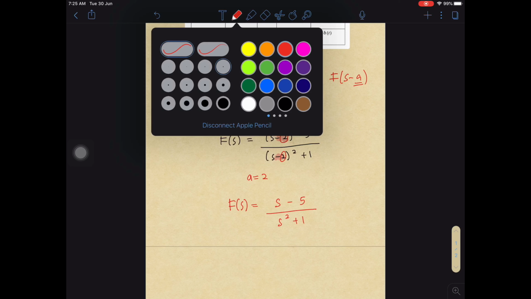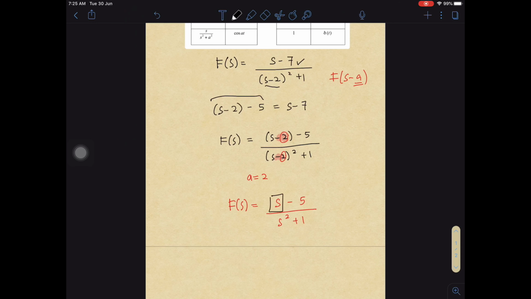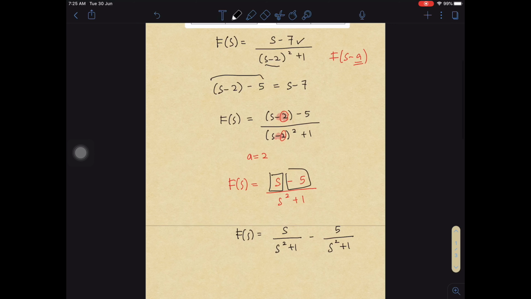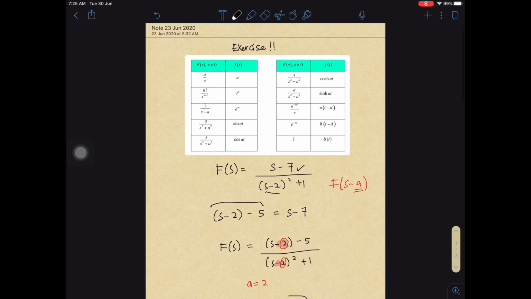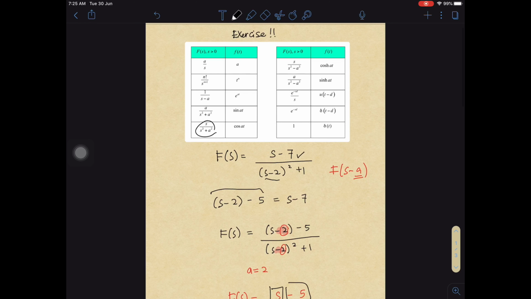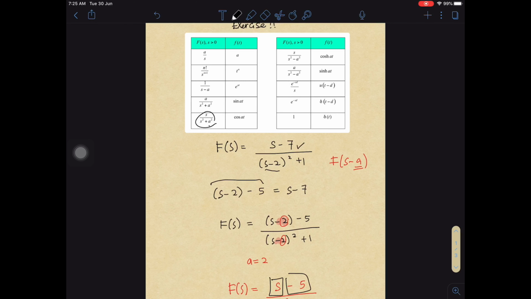So now you have two different terms in the numerator, so let's make them different fractions. What you will have here is F(s) equal to s over (s² + 1) minus 5 over (s² + 1). Now you can see that in the denominator you have s² plus a constant, and in your numerator you have s. So this one is close to the function cos. Because you have plus here, it will be cos(at). So now your a must be in the form of a².